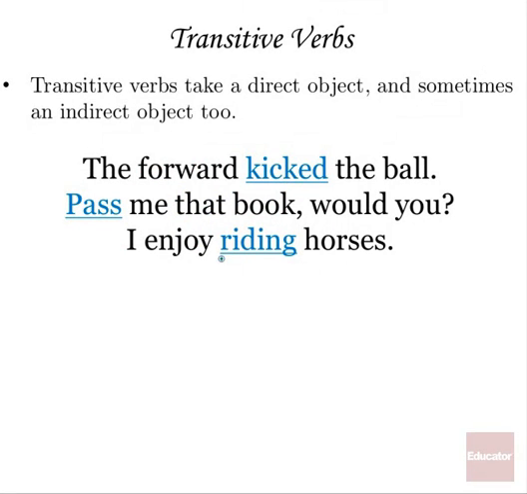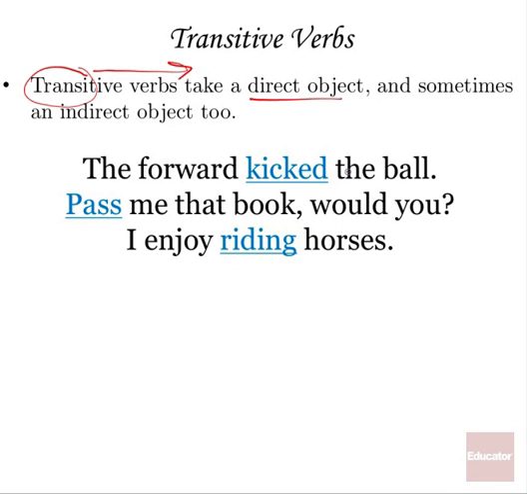Okay, transitive verbs. Now here we get into something just a little bit complicated because the same verb can be several kinds of verb at once. Action verbs, for example, can be either transitive or intransitive verbs. So, what's a transitive verb? Transitive verbs take a direct object and sometimes an indirect object too. The way I remember this is transit usually refers to transportation or to travel. Transitive verbs take you to that object.